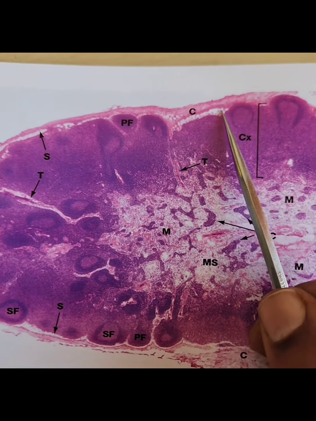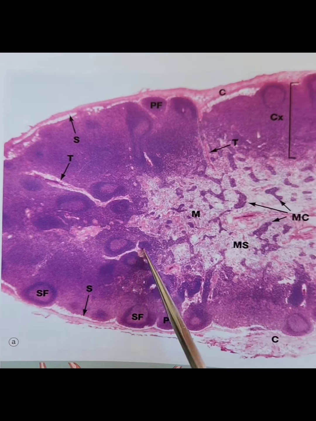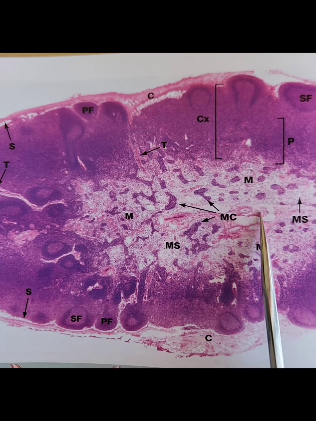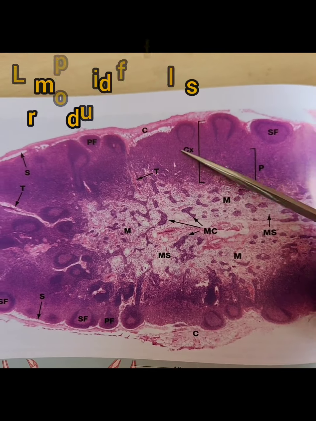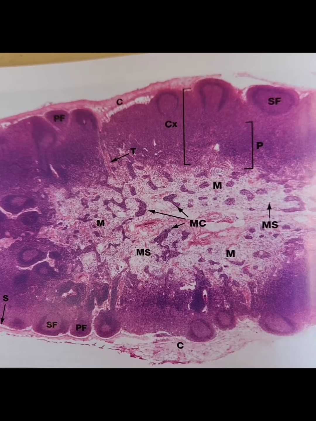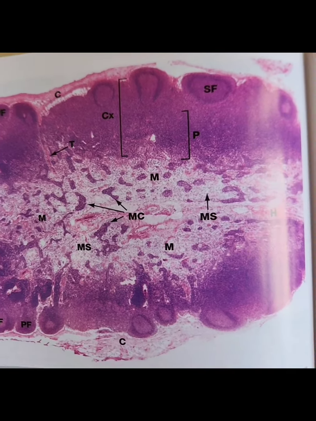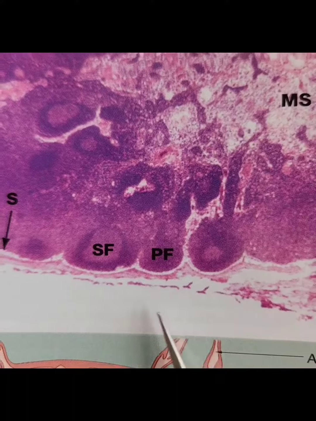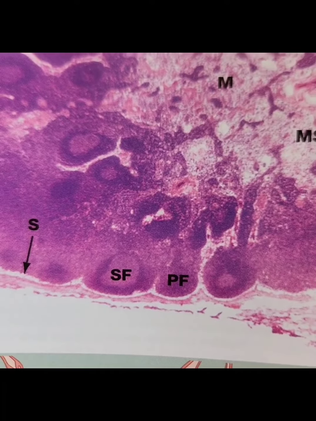This is the subcapsular space. These are paratrabecular spaces or sinuses. And these clear spaces are medullary sinuses. Cortex has lymphatic follicles or lymphatic nodules. In the medulla, we find medullary cords and medullary sinuses. Lymphatic follicles are of two varieties: primary follicle and secondary follicle. These are also known as lymphatic nodules.